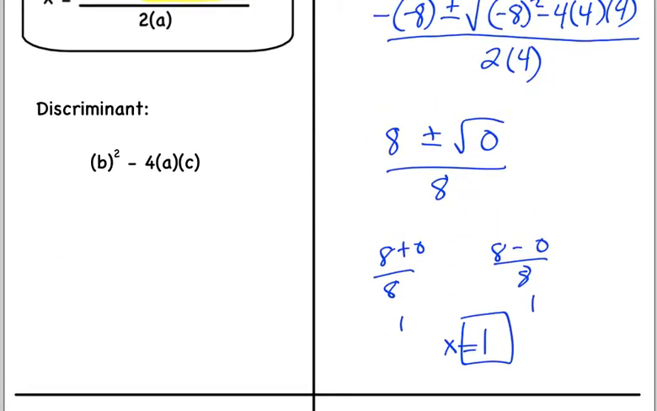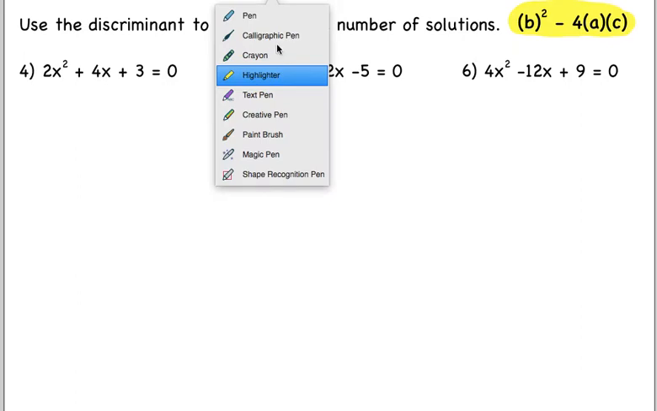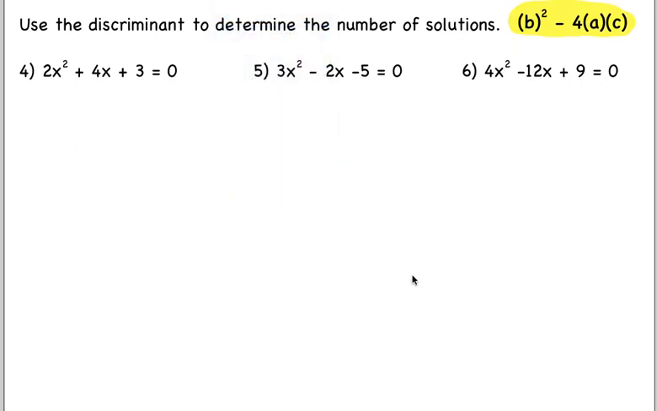And if you have a 0 inside the square root, whether you add 0 or subtract 0, it's not going to change the value, and that's why you end up with one real solution when it is 0 for the discriminant. So we're going to look at a few where we're just going to analyze the discriminant and determine how many solutions.